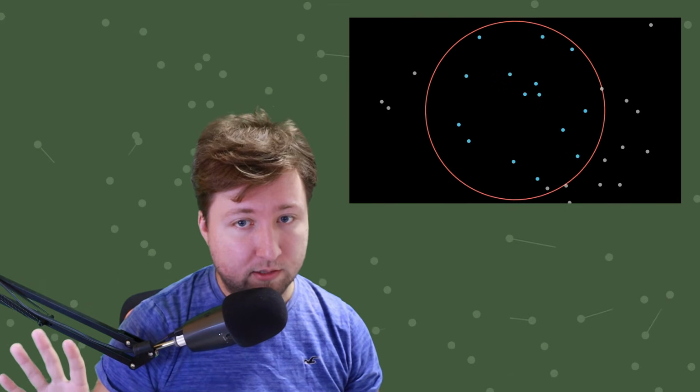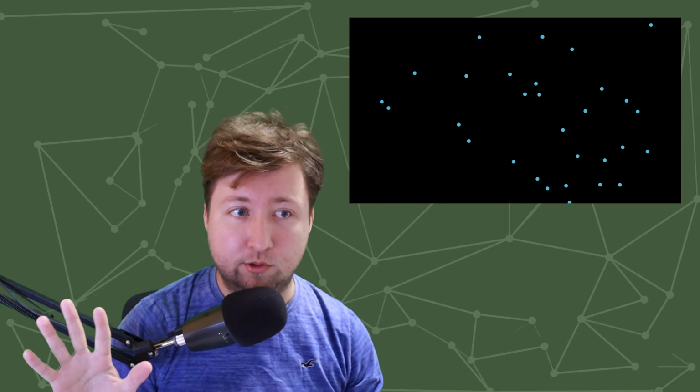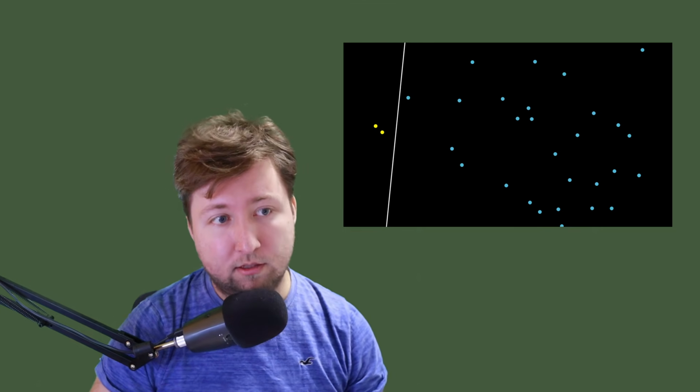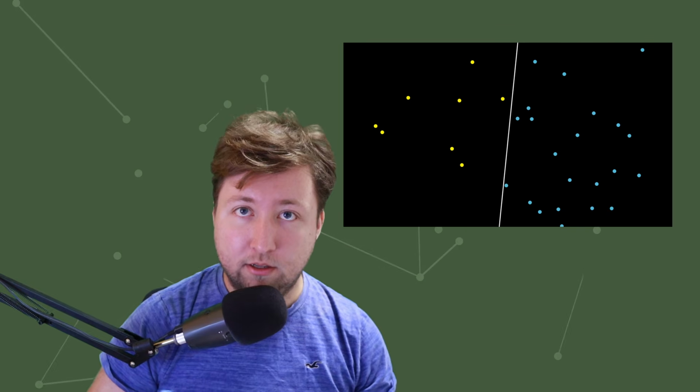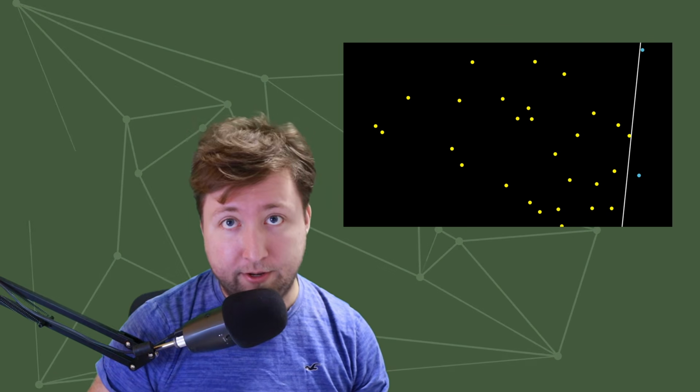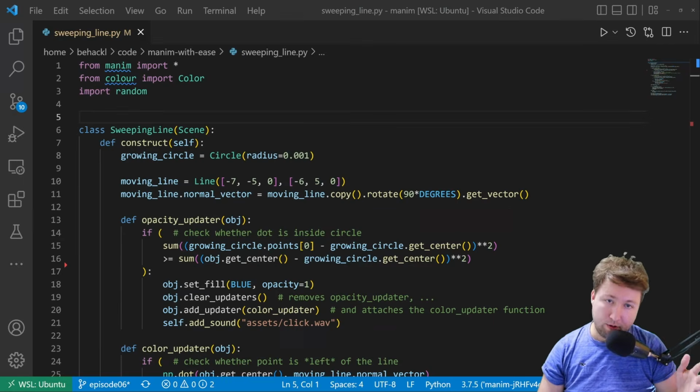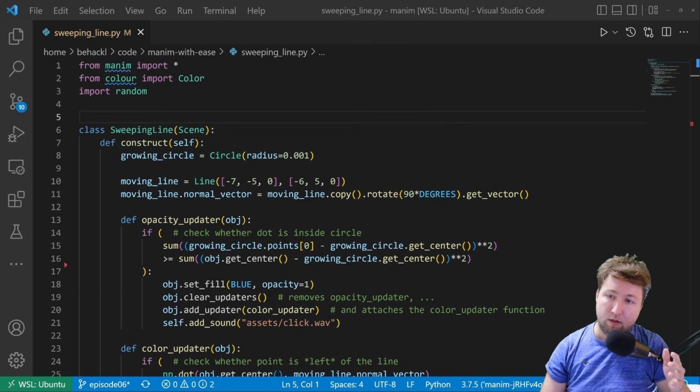Let us unravel the two main ingredients of this animation. On the one hand, we have points becoming opaque as soon as they are inside of the growing circle. And on the other hand, we have points that change their color depending on which side of the line they are on. Now let us look at the concrete implementation.